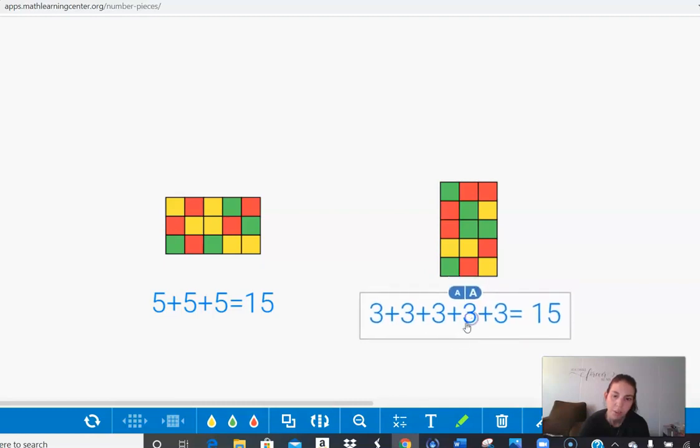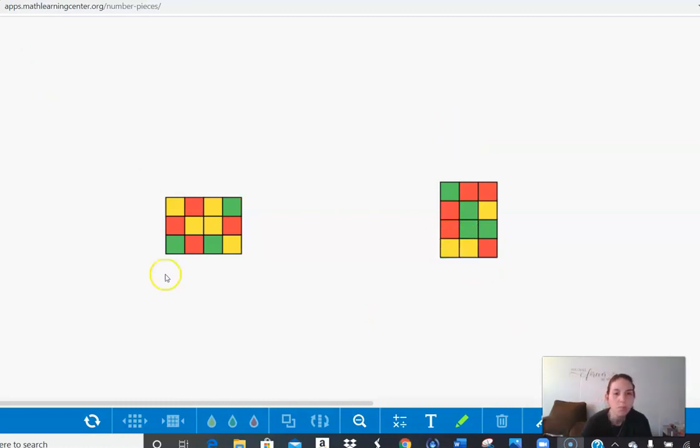So it was a lot more numbers to add because they were smaller numbers, but we still ended up with 15 both times. Okay? So we can have our array going across. We're going to have it going up and down. Let's look at this rectangle array we have right here.